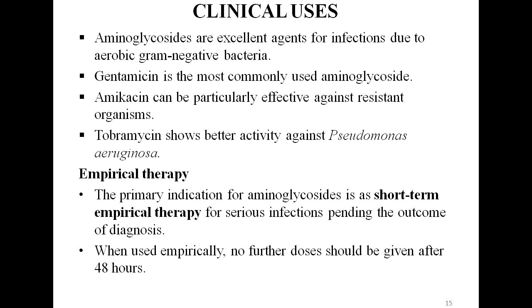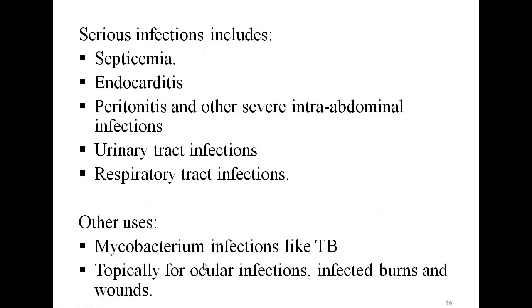The clinical uses of aminoglycosides: they are excellent for infections caused by gram-negative aerobes. Gentamicin is the most commonly used. Amikacin is particularly effective against resistant organisms. Tobramycin also has activity against Pseudomonas aeruginosa. They are used for short-term empirical therapy for serious infections pending the outcome of diagnosis. That is, for emergency empirical treatment, aminoglycoside antibiotics can be used.